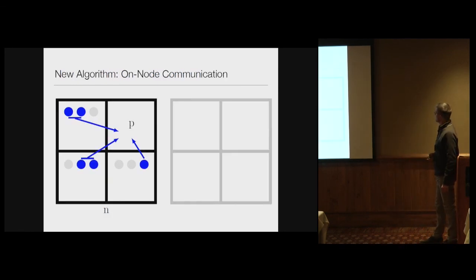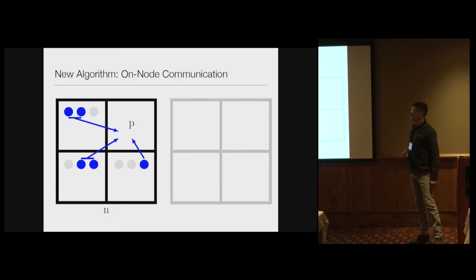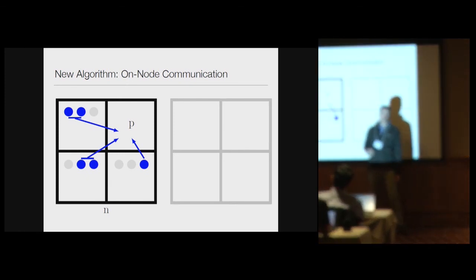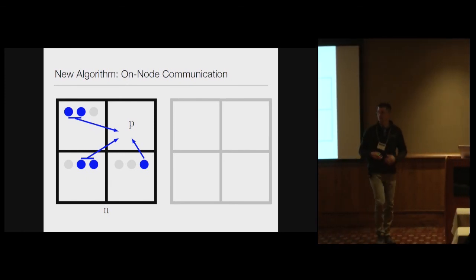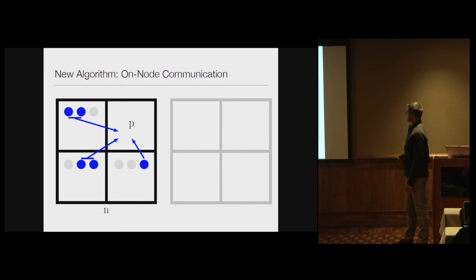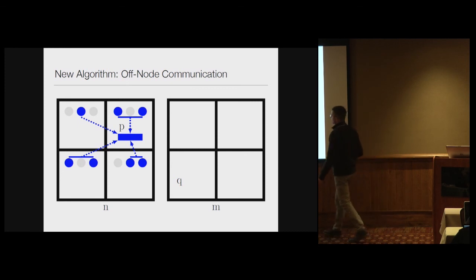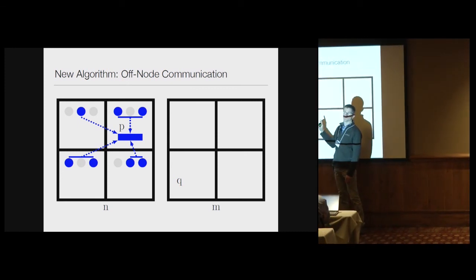In a node-aware approach, we're going to do the following. We're first going to send to core P everything that needs to be done locally on node. Okay, so we can do that separately. Then we can take and aggregate everything on node before it goes off node.